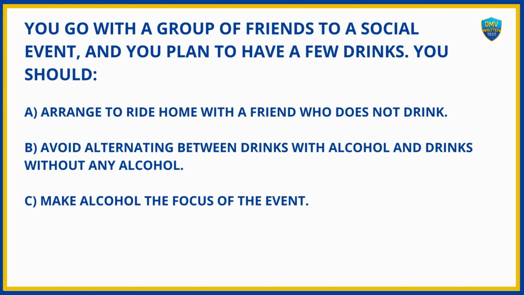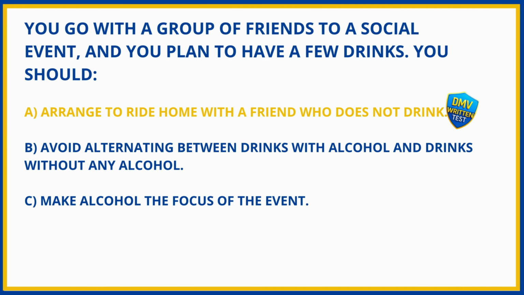You go with a group of friends to a social event, and you plan to have a few drinks. You should A. Arrange to ride home with a friend who does not drink. B. Avoid alternating between drinks with alcohol and drinks without any alcohol. C. Make alcohol the focus of the event. And the answer is A. Arrange to ride home with a friend who does not drink.